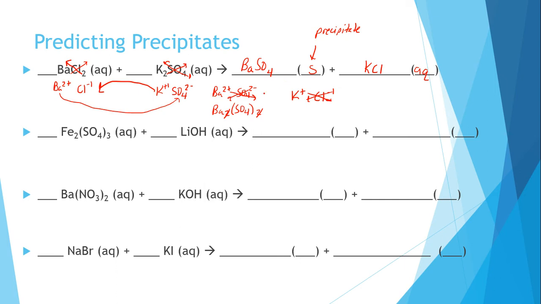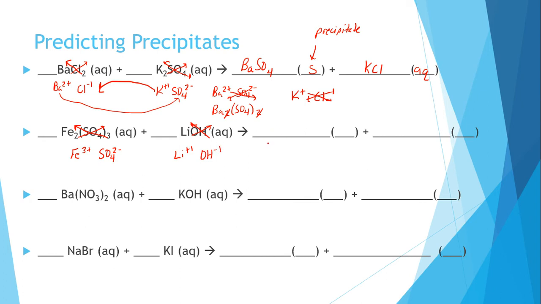Let's do another example. The first thing you should automatically do is uncross your ions. My 3 is on the outside, so I can uncross it: Fe3+. Here, my 2 is going to uncross, so SO4 2-. When I uncross over here, you get lithium has a +1, and then OH has a -1.